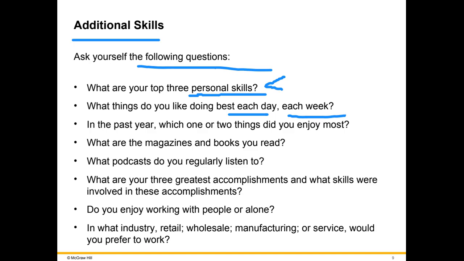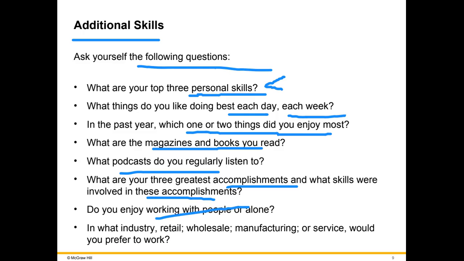In the past year, which one or two things did you enjoy the most? Then, what are the magazines and books you read? What podcasts do you regularly listen to? What are your 3 greatest accomplishments, and what skills were involved in these accomplishments that you achieved? Do you enjoy working with people or alone? This is going to tell you about your personality. Are you an introvert or an extrovert? In what industry, retail or wholesale, manufacturing or service industry, would you like to work? That will also tell us about your personality.